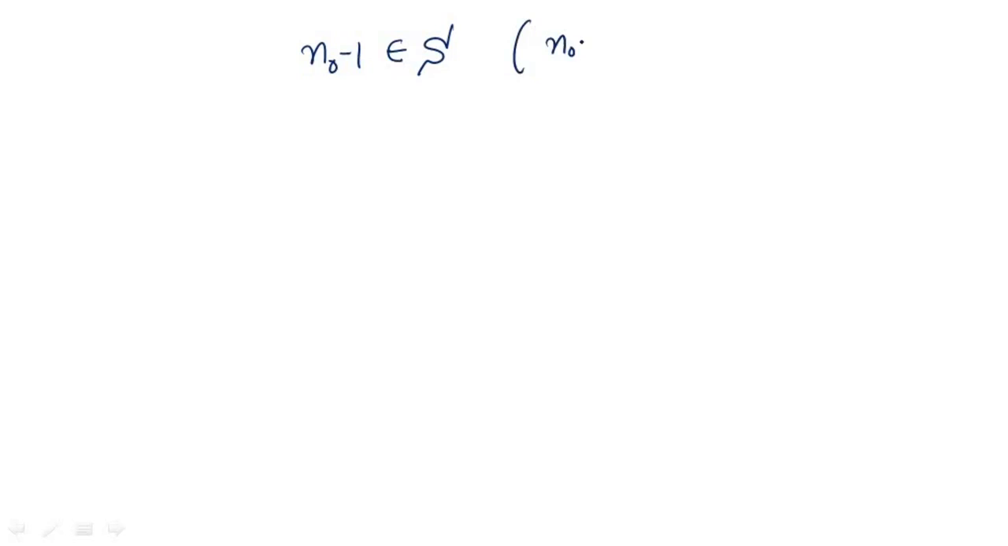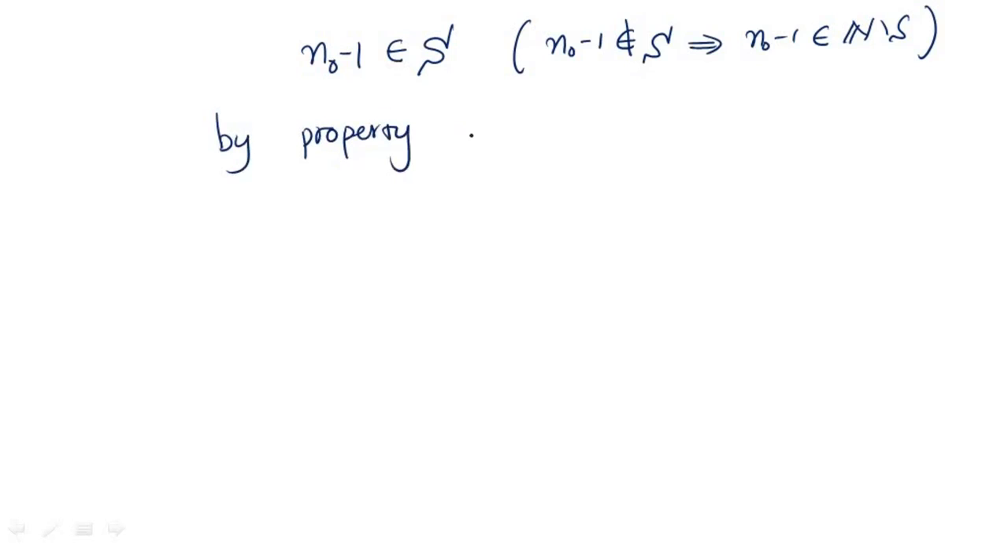Because otherwise, if n naught minus 1 does not belong to S, it implies that n naught minus 1 belongs to N minus S. Now, the second assumption about S tells us that whenever an integer belongs to S, that integer plus 1 also belongs to S. By property 2, we have n naught minus 1 plus 1 also belongs to S. But this is equal to n naught. So we have n naught belongs to S.